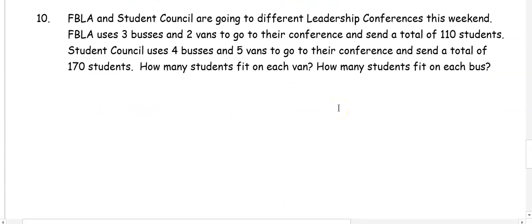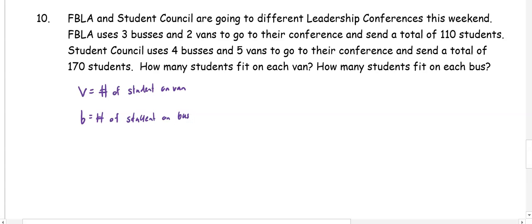In number 10, FBLA and Student Council are going to different leadership conferences this weekend. FBLA uses 3 buses and 2 vans to go to their conference and sends a total of 110 students. Student Council uses 4 buses and 5 vans to go to their conference, sending a total of 170 students. How many students fit on each van and how many fit on each bus? So we have V for number of students on a van, and we have B for the number of students on a bus.